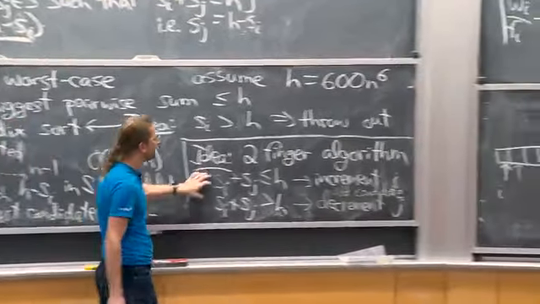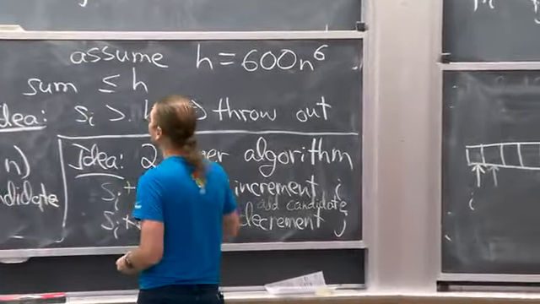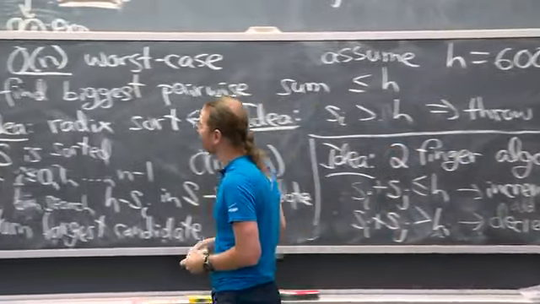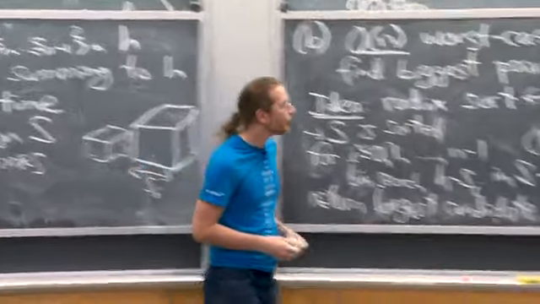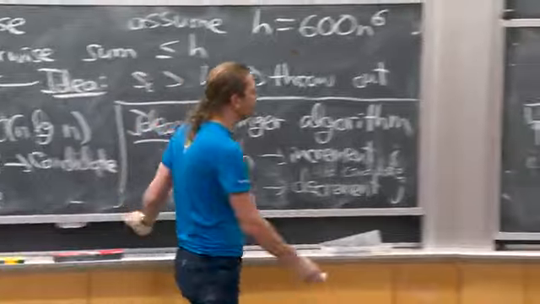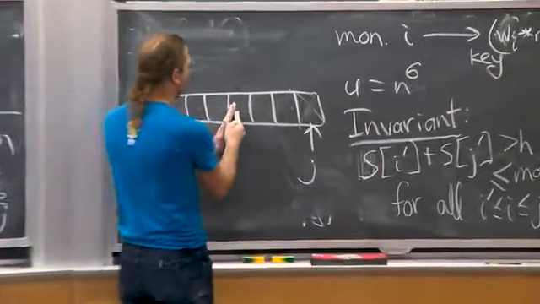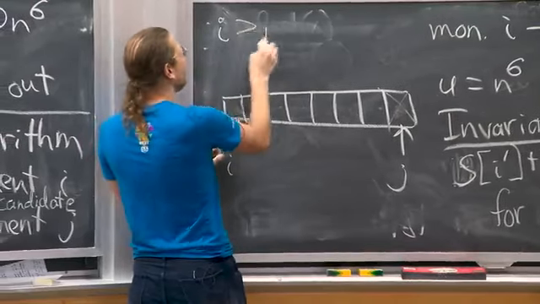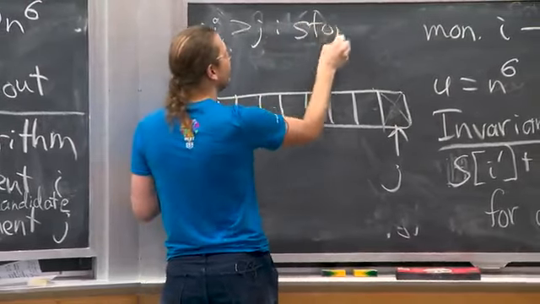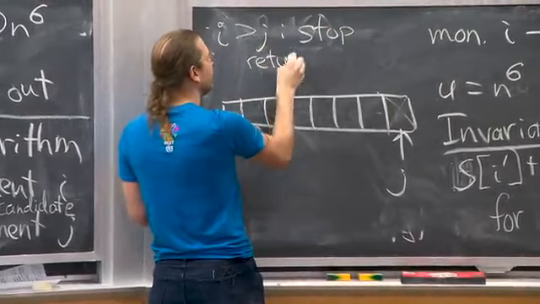Okay, so that is the two-finger algorithm which solves the non-exact problem in linear worst-case time. Yeah? i cannot be equal to j. Oh, I cannot, right. So what are the termination conditions? When i equals j, that's probably when you want to stop. It depends. You could say if i is greater than j, stop, return max candidate.